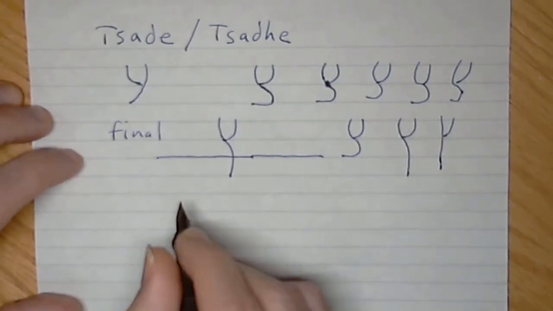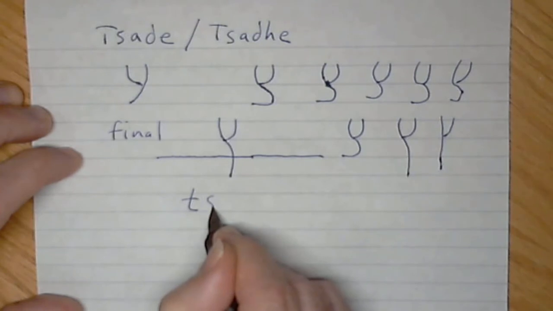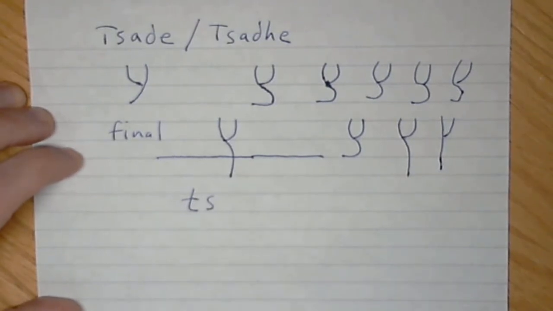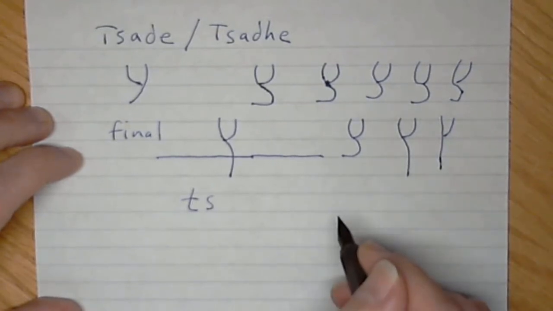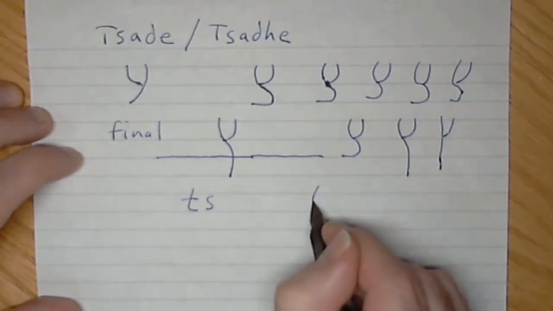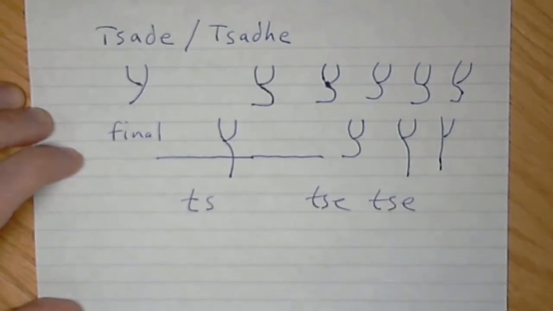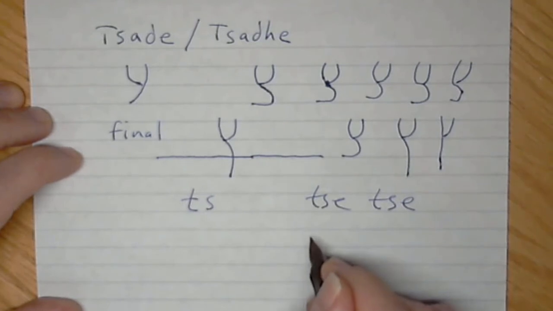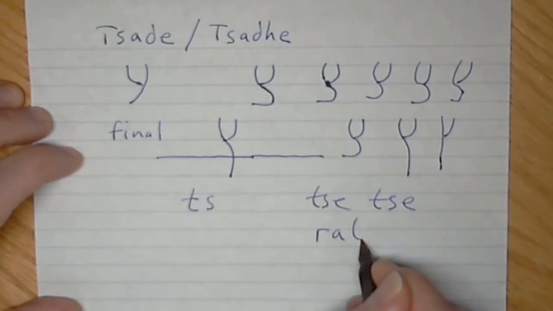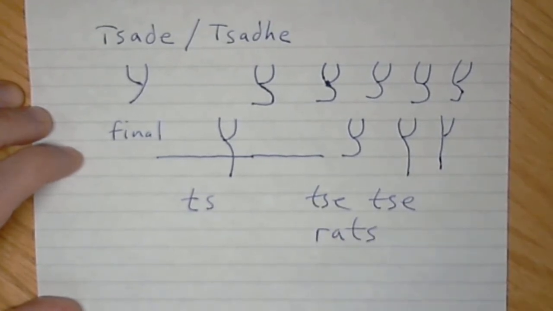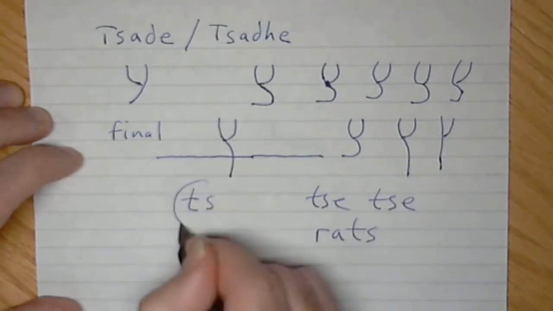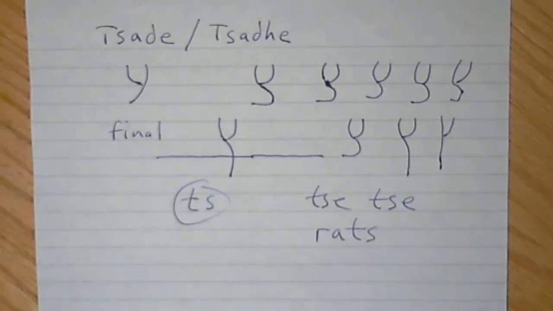Now, a Tsade is a TS sound. We don't have any words in English where TS begins a word. Well, I take that back. We have the African word like tsetse fly. Normally we put TS at the end like rats, something like that. But it's a TS sound. So that is our Tsade.